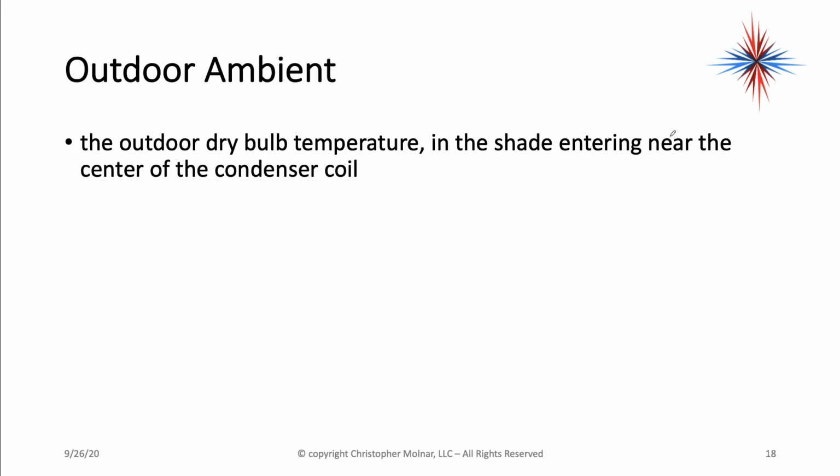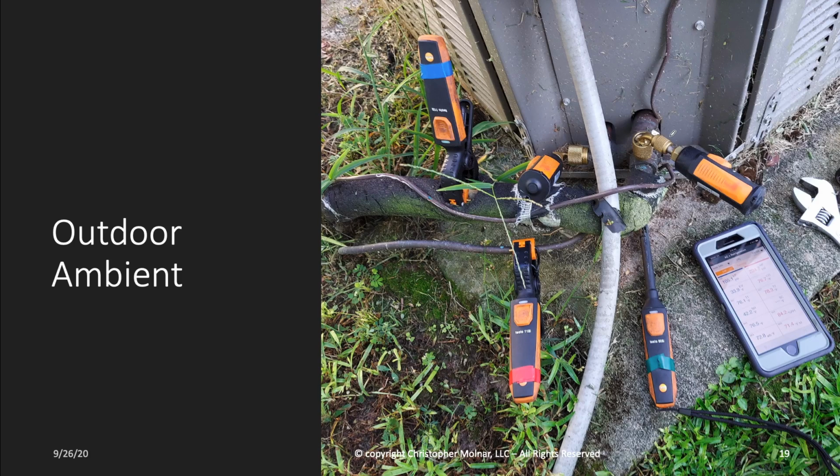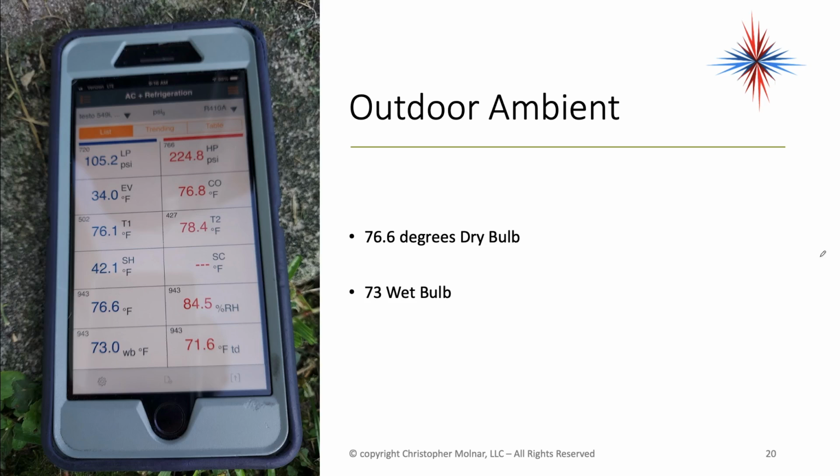Outdoor ambient is the outdoor dry bulb temperature in the shade entering near the center of the condenser coil. Now, in this case, the whole thing was shaded, so I'm taking my outdoor ambient probably in a little bit of a wrong place. But I'm taking it right there because, again, the whole thing was shaded. It was all about the same temperature, and it was just a handy place to put the gauge down. Okay. Outdoor ambient came out to be 76.6 dry bulb, 73 wet bulb.